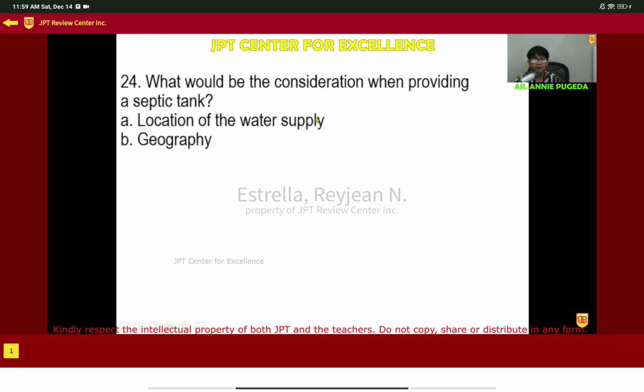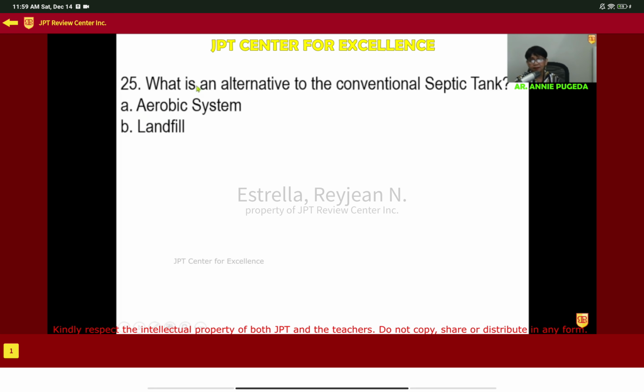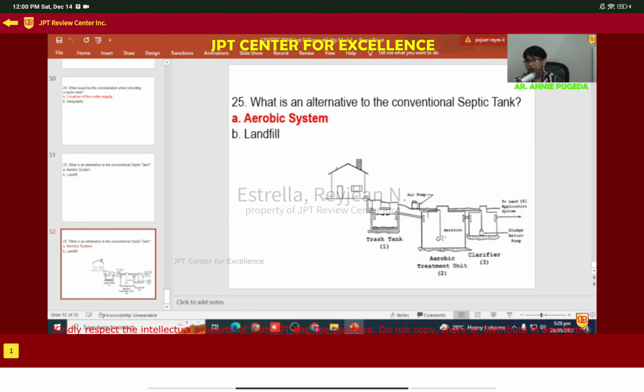So, what would be the consideration when providing a septic tank? Siyempre, layo mo sa may tubig. Diba? And, what is an alternative to the conventional septic tank? Di katulad na sinabi natin kanina, aerobic. Okay? We're done with that?